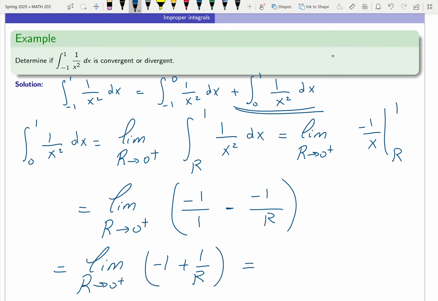Now -1 is a constant, so that would be just -1. Now 1 over r, this has the form when r goes to 0 plus as 1 over 0 plus. 1 over 0 is infinity. 1 over 0 plus is positive infinity as well, so that's just infinity. So this means that the integral diverges as a result.